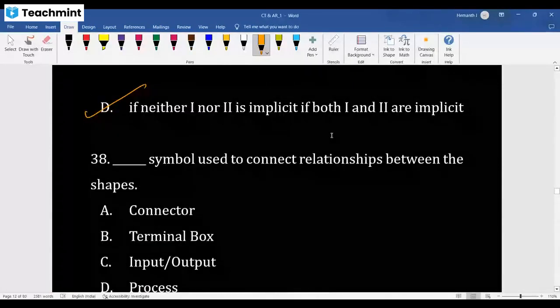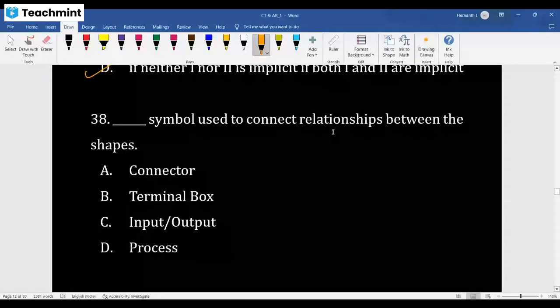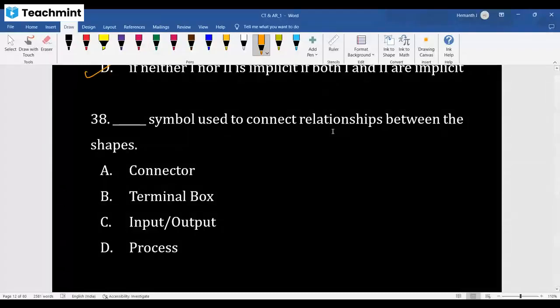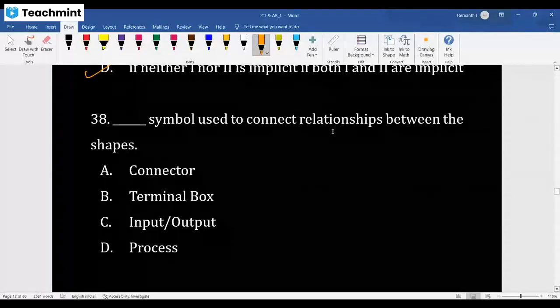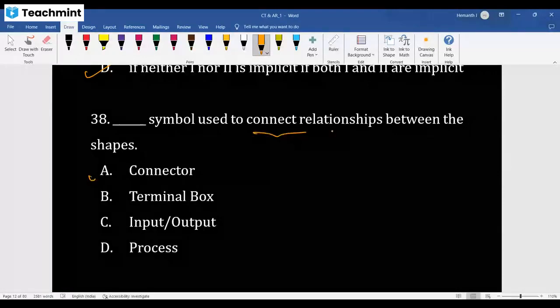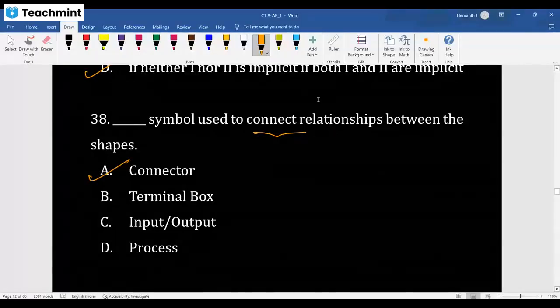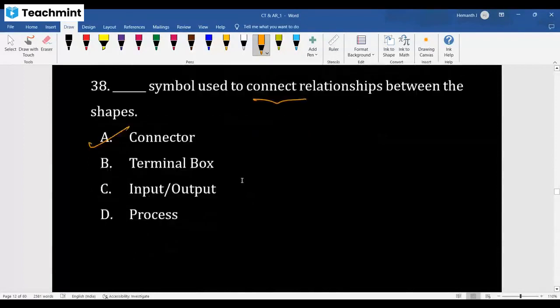Now back to yours. Dash symbol used to connect the relation between the shapes. Connector. Connectors, right, used to connect relation between the shapes. The question itself is giving the answer.